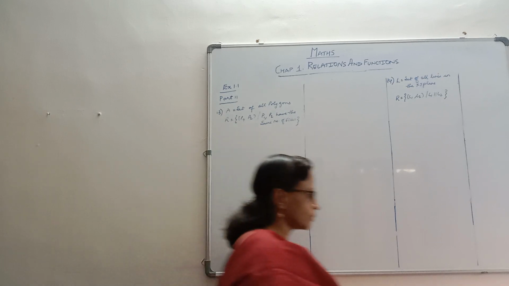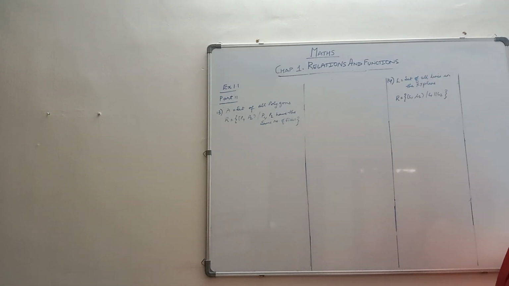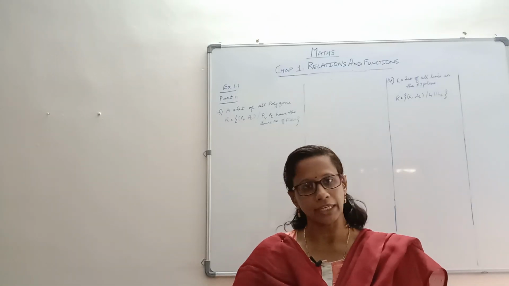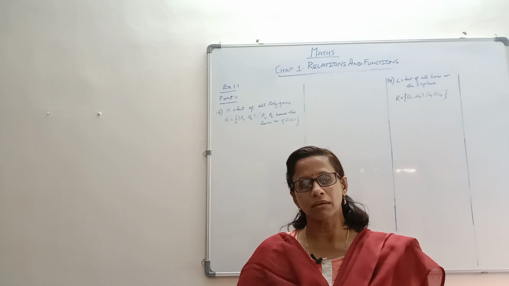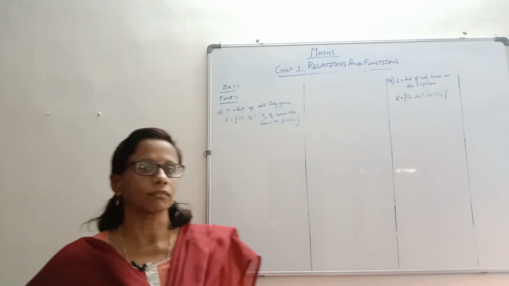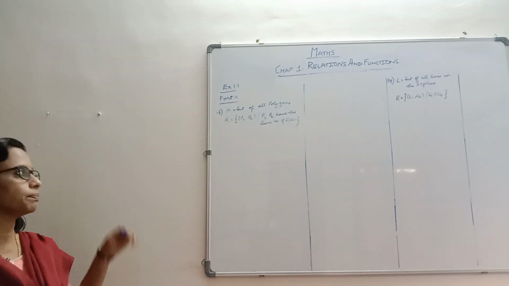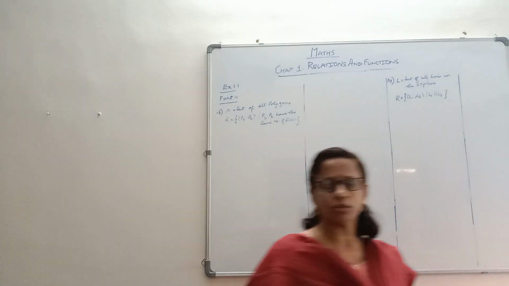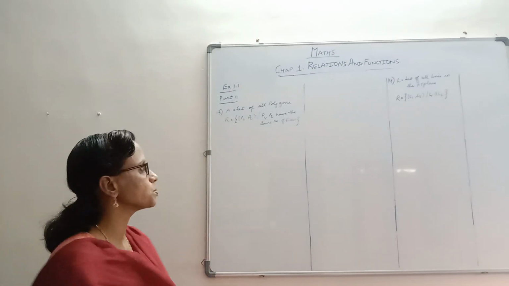Okay, let's read the question. It says show that this is an equivalence relation, and there is a subpart to it that we can take up later. So right away let's start and see what steps we are supposed to follow. We know that we do reflexive, we do symmetric, we do transitive, and that's how we proceed. So let's proceed like that.